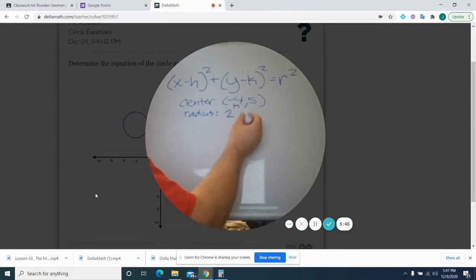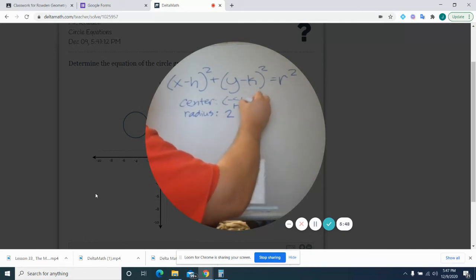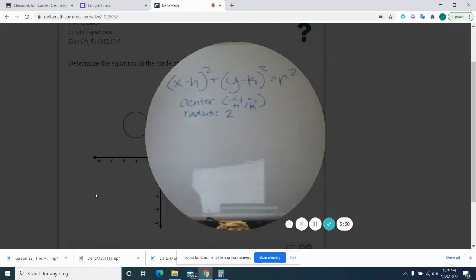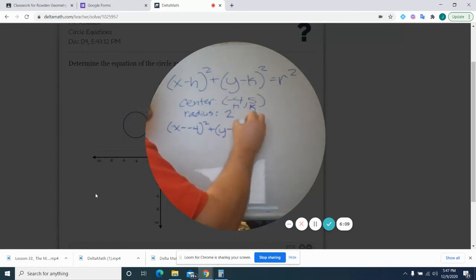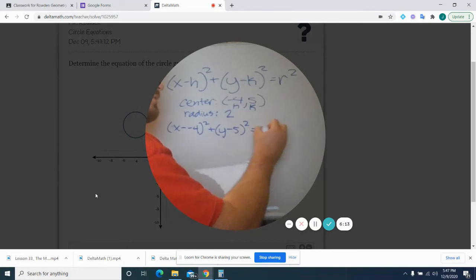And whatever our y value is, that will be our k. So remember that. So now let's just plug into this equation up here. So it'll be x minus h. So minus h is -4 squared plus y minus k, which is 5 squared, equals r squared, which is 2 squared.